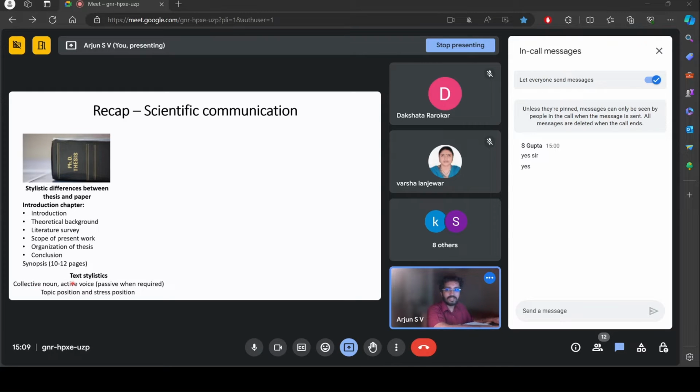After that, we have to report our experiments in active voice. Active voice is the predominant form of scientific communication. But in some places where emphasis should be placed on certain objects or verbs, we can use passive voice. We also come across certain terms called topic position and stress position. Topic position is basically the subject of a sentence, which appears at the start of the sentence. The topic position almost involves subjects which will not be forgotten or irrelevant by the time the reader comes to the end of the sentence.